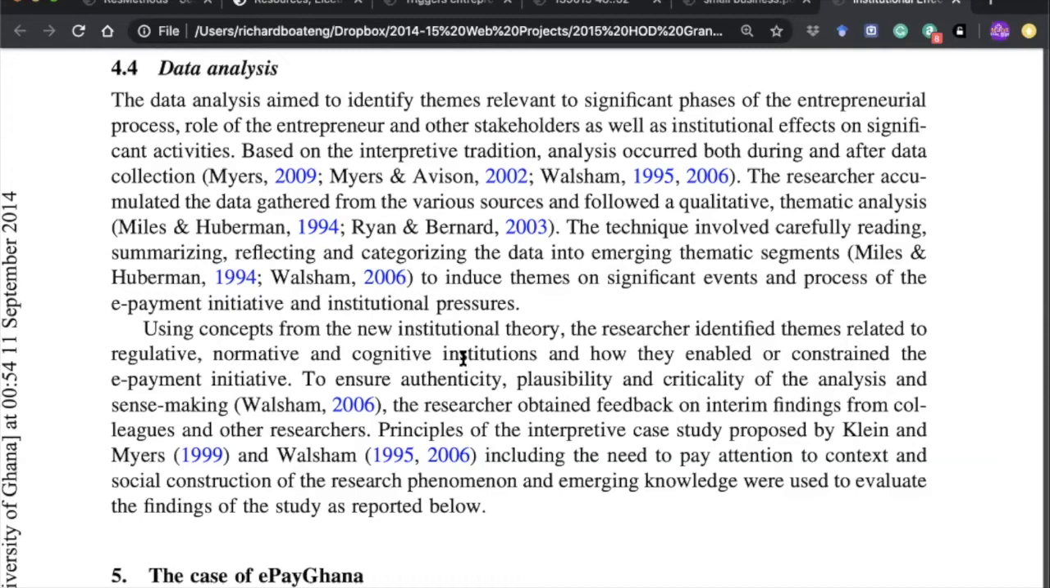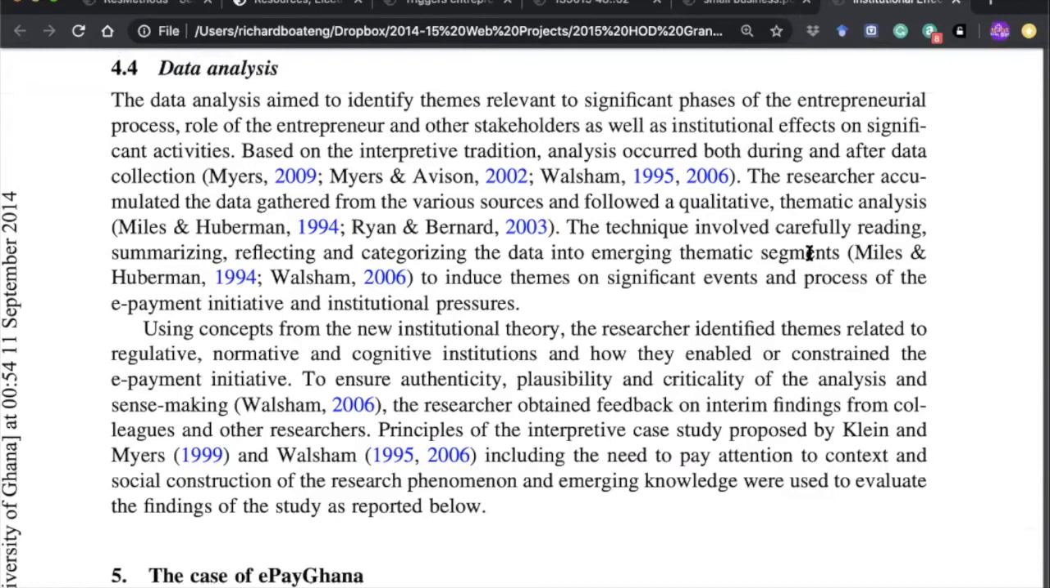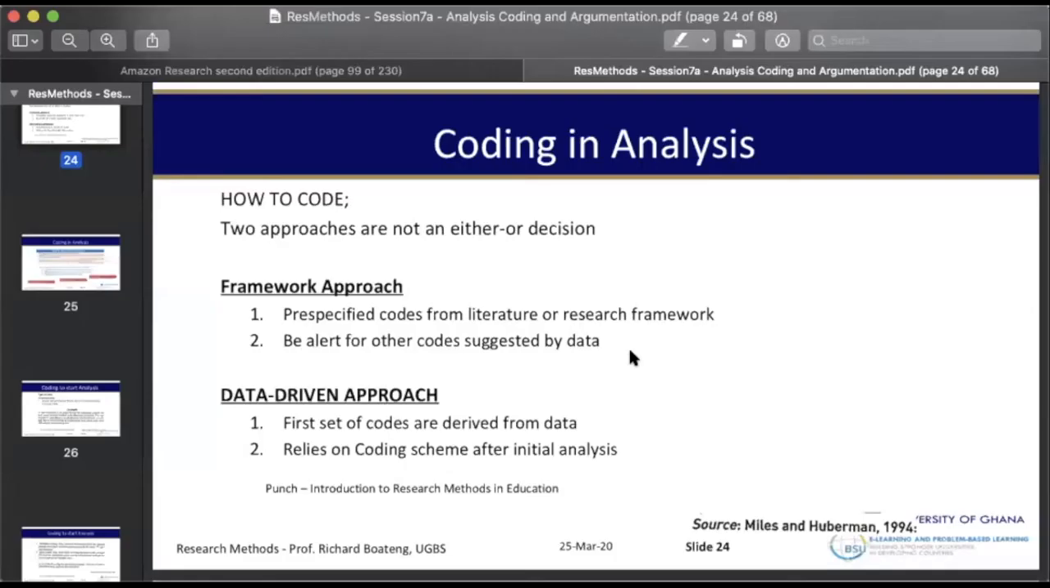So he began by looking into the data. After getting the data and breaking it down according to the entrepreneurial process, role of the entrepreneur and other stakeholders and institutional effects, he went back to see how it relates to the theory that he's looking into. In terms of regulative, normative, and cognitive, which aspect is communicating regulative, which aspect is communicating normative, which aspect is communicating cognitive. Okay. So that's the similar thing we're trying to emphasize here.